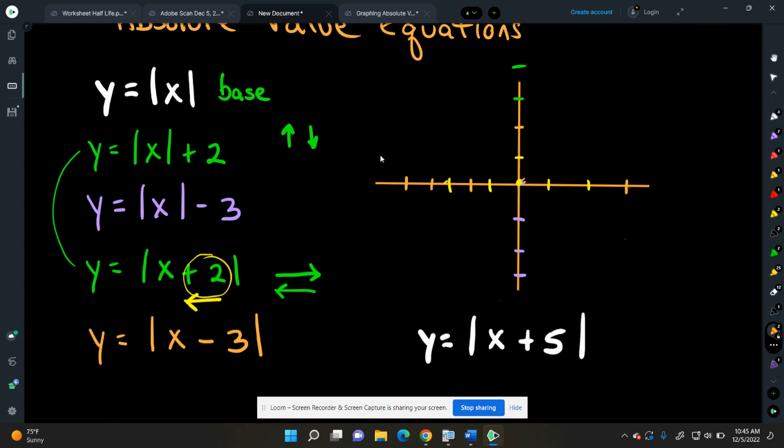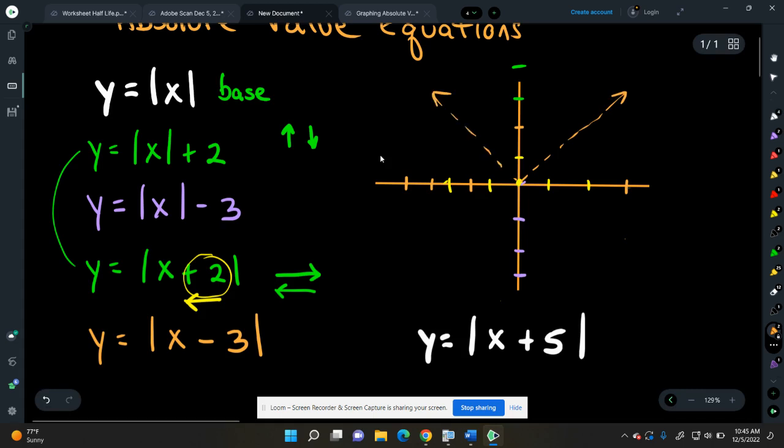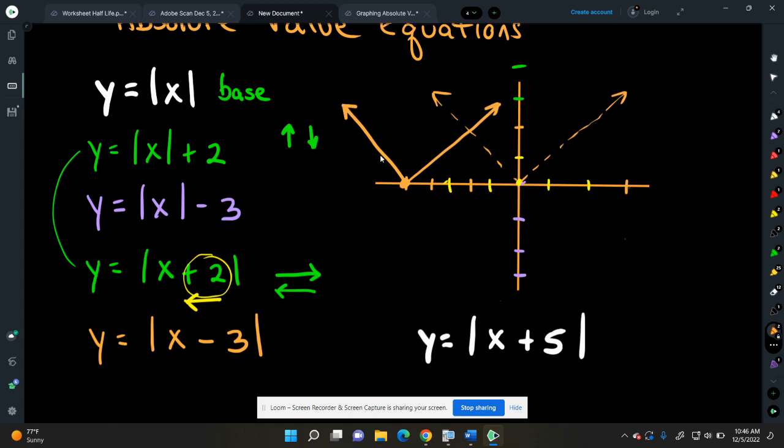Okay, so I'm going to just sketch in my base function. Okay, there's my base function. I'm moving it which direction? Left. Left 5. So we move each point left 5. So there we go. Okay. Questions on that?